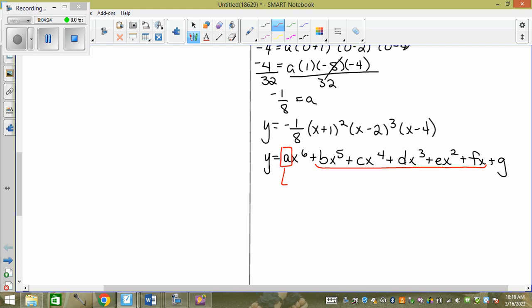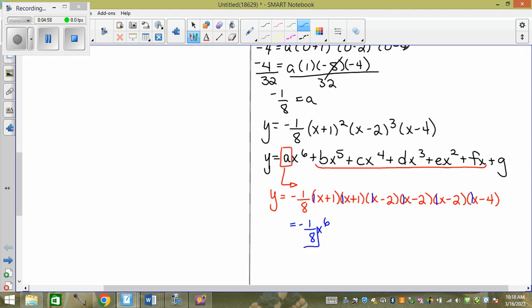So if they ask me for the leading coefficient, I always do this. I go y equals negative 1/8, and I rewrite every single one of these out fully. So x plus 1, x plus 1, x minus 2, x minus 2, x minus 2, x minus 4. Then all I have to do is multiply all the x's and the coefficient. So if I go negative 1/8 times x times x times x times x times x times x, I actually get negative 1/8 x to the 6th.